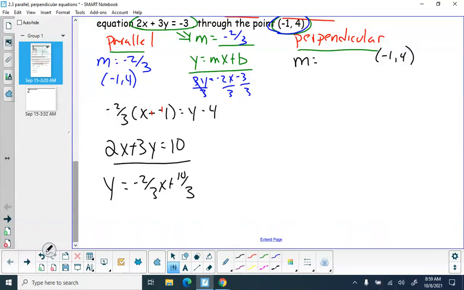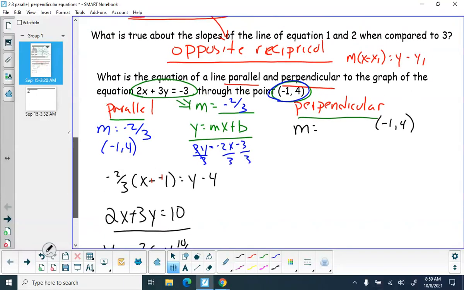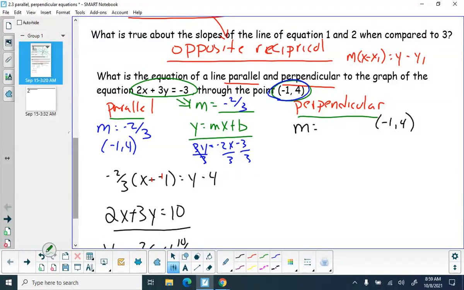Either way is correct. Slope perpendicular, what's our slope perpendicular going to be, Lexi? 3/2. Opposite reciprocal, so we have 3/2. X minus negative 1 is equal to y minus 4. The negatives cancel out. What equation do you come down to, Mason?